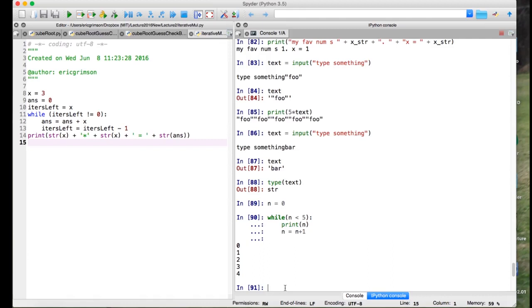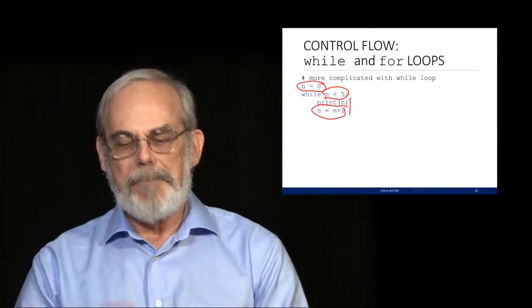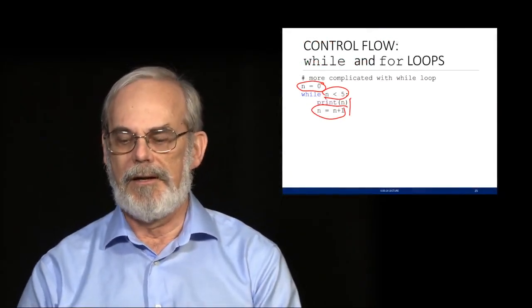It starts out with n equal to 0. Is 0 less than 5? You bet. So it prints out n, changes n by 1, goes back around and checks again. Is 1 less than 5? You bet. And you get the idea. That pattern is something that we would use pretty regularly.